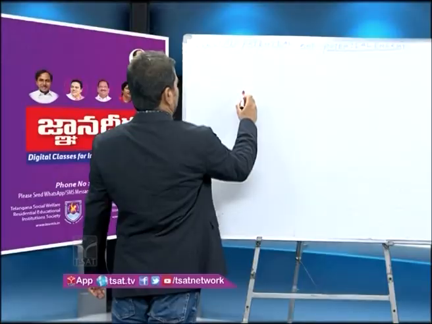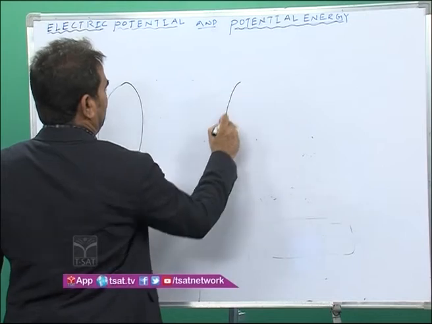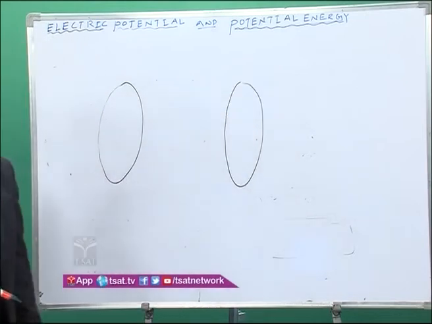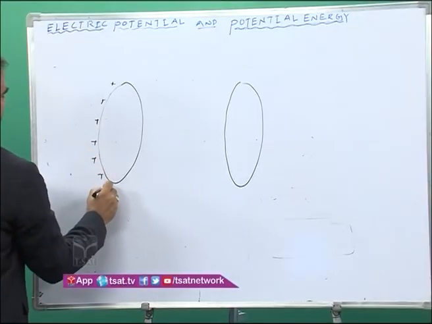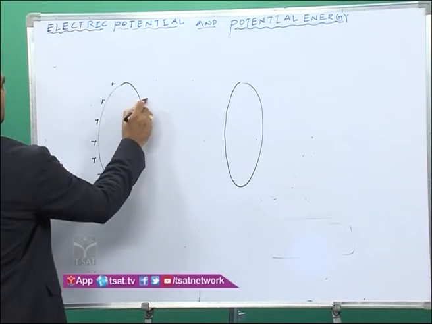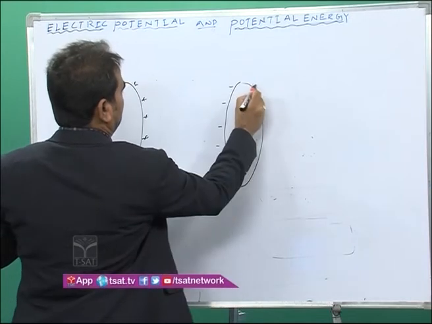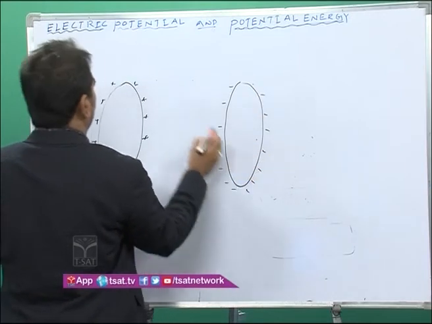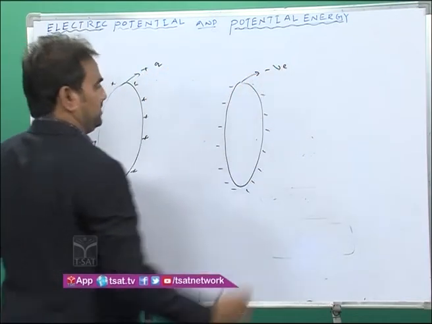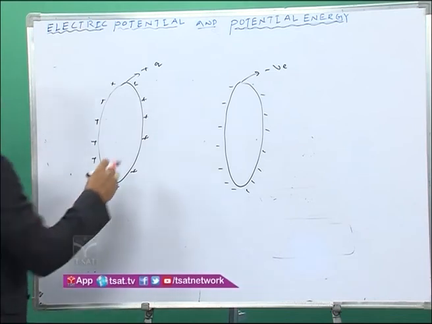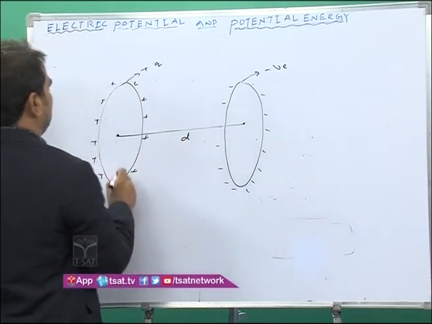Suppose we consider two rings. This is one of the rings and this is another ring. These are nothing but two rings. One ring has a positive charge and the second ring has a negative charge like this. These two rings' centers, this center and this center, are separated at a distance of d.